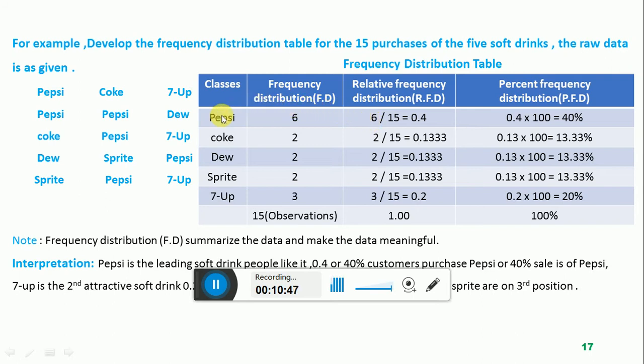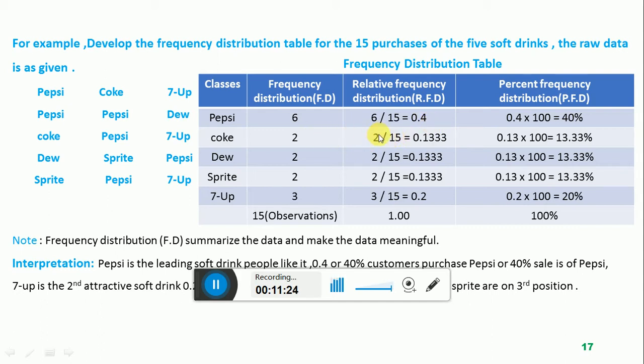The relative frequency distribution of the first class Pepsi is the frequency of the class, 6, divided by the total number of observations, 15, which is equal to 0.40. A statistician can compute RFD by dividing the frequency of the class by the total number of observations. So we divide 6, the frequency of the class, by 15, the total observations, and we find the relative frequency distribution of the first class, which is 0.40.